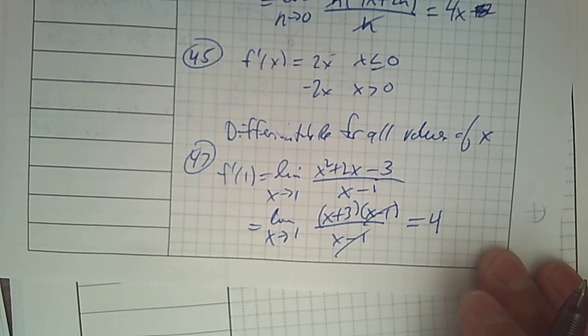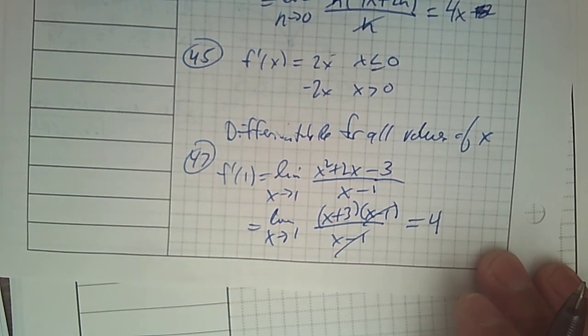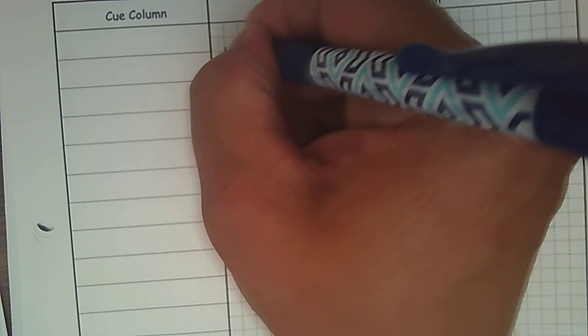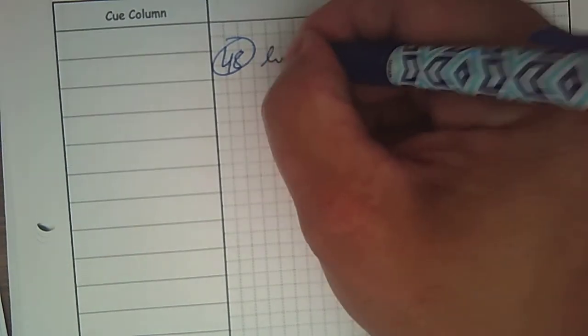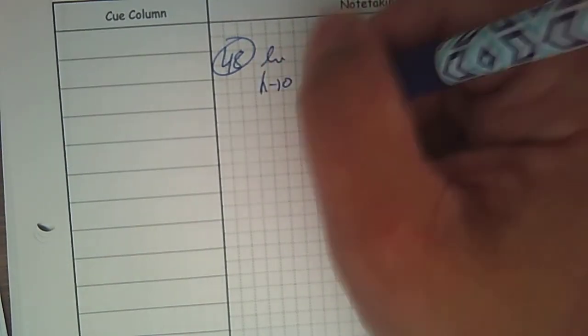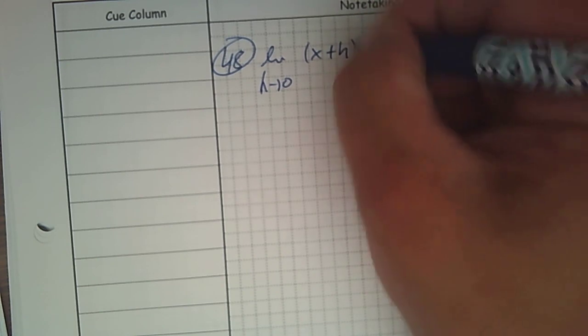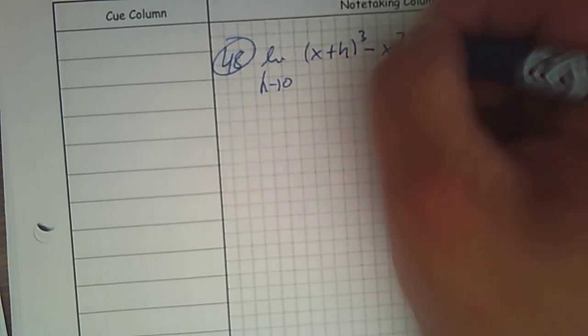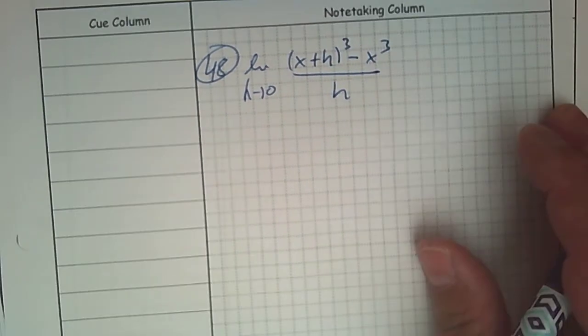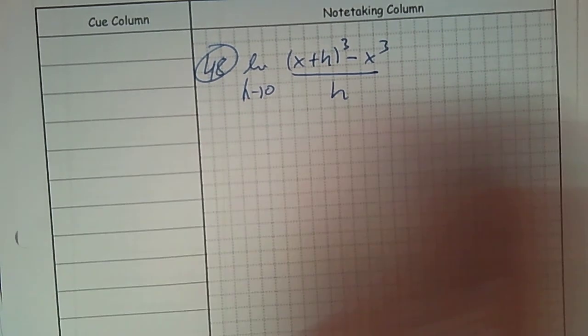All right, all that work to get to here. Last one. Mentally, without showing any steps, find that limit. So, last one, number 48. What's the limit as h approaches 0 of x plus h cubed minus x cubed over h? And so, without showing any steps, what is the answer to that?